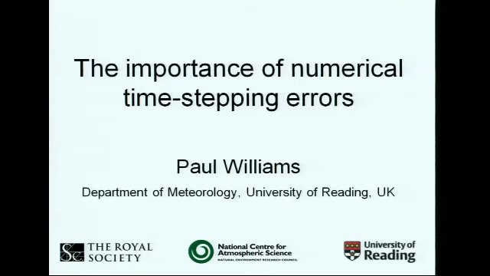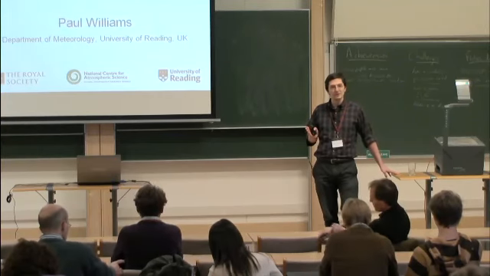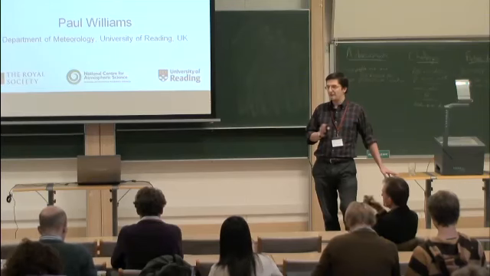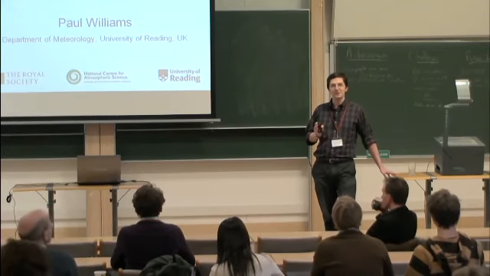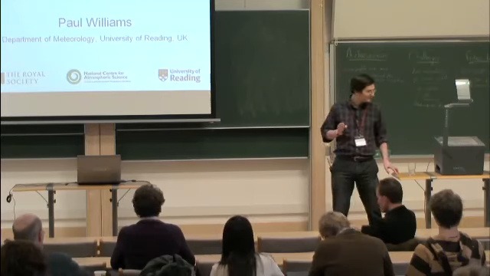Time-stepping errors, I think it's fair to say, are often assumed to be negligible when quantitative assessments of uncertainty in climate predictions are being done. So there are many people who will spend a lot of time doing ensembles with perturbed parameters, but I don't think anyone's done an ensemble yet with perturbed time stepping to try and quantify uncertainty due to time stepping.